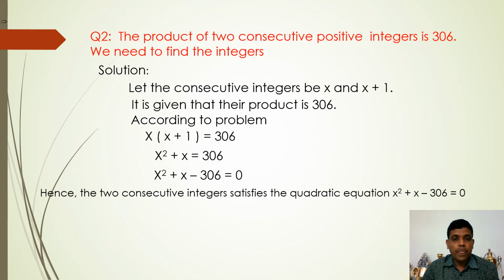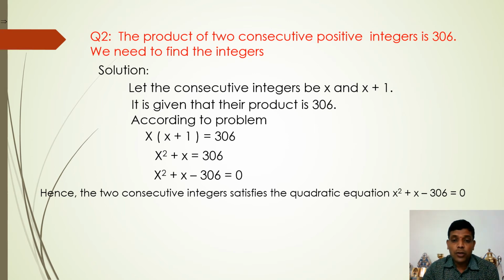Question number 2. The product of two consecutive positive integers is 306. We need to find the integers. Solution. Consecutive integers. You know consecutive integers. Let the consecutive integers be x and x plus 1. It is given that product is 306. Product of consecutive integers is 306.